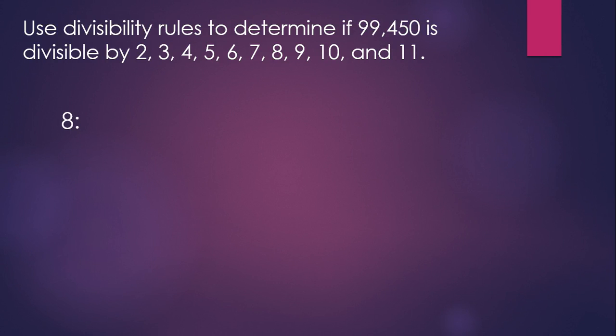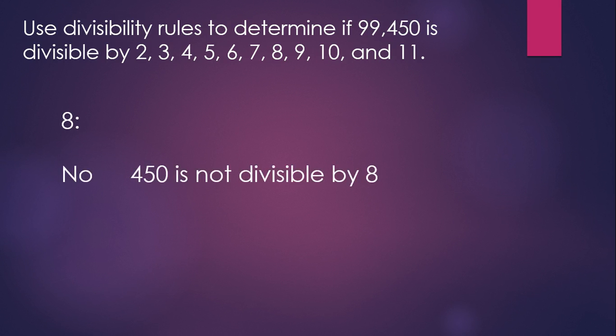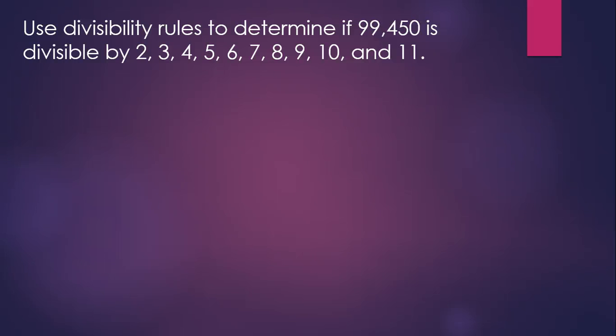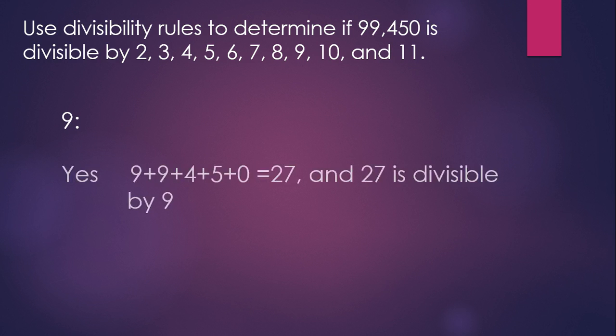For 8, we look at the number formed by the last three digits, which is 450. And since we can't divide 450 by 8, we can't divide our original number by 8 either. For 9, we look at the number that we get when we sum all the digits, which is 27. And we can divide 27 by 9, so we can divide the original number by 9 as well.